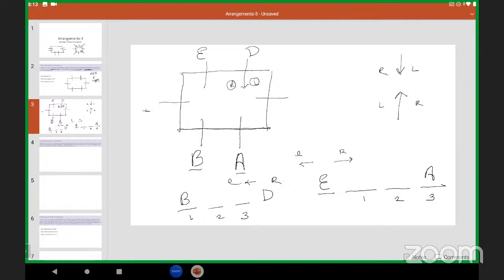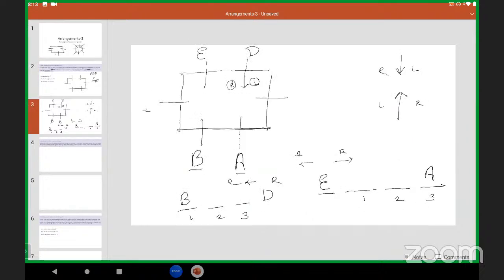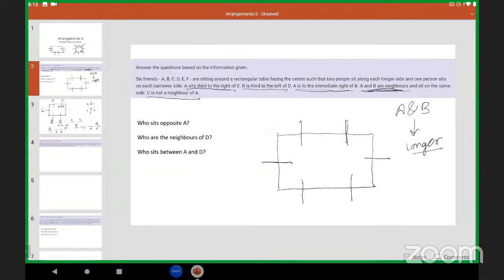Now the last point, what is it? That C is not a neighbor of A, which means C has only one place to be, which is over here, and the last person is F. So F will be over here.